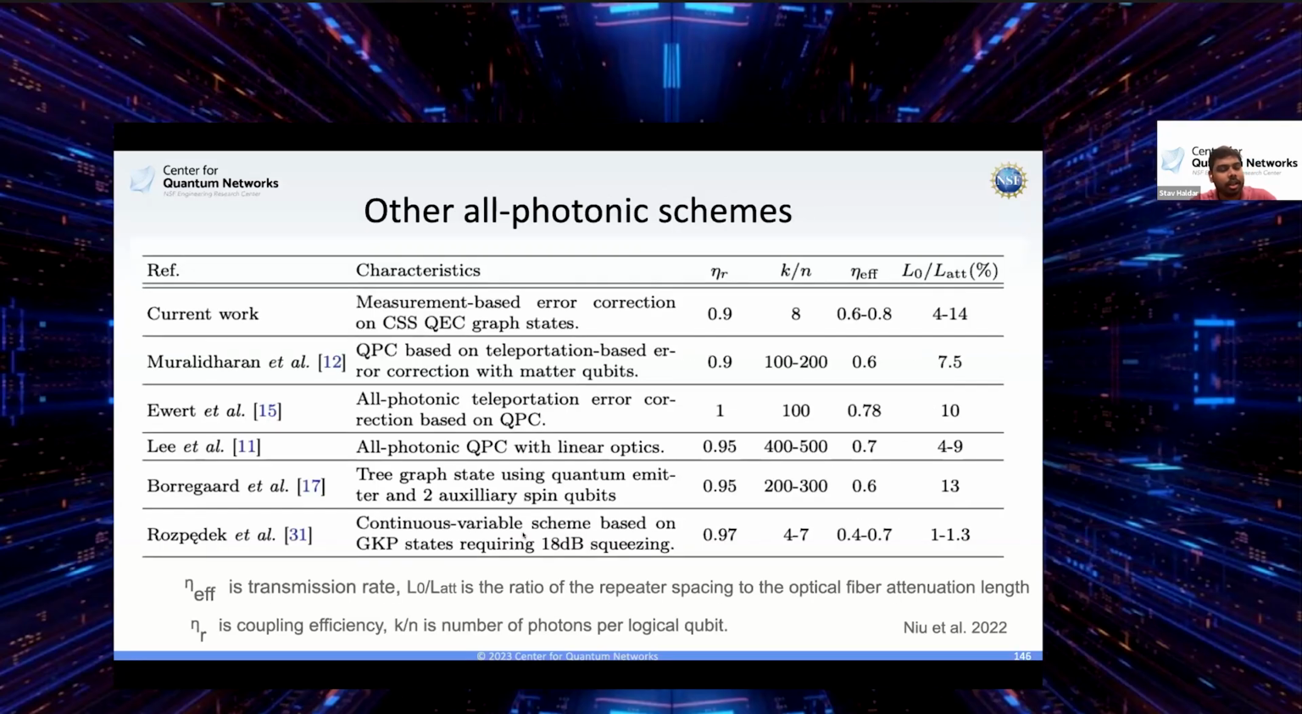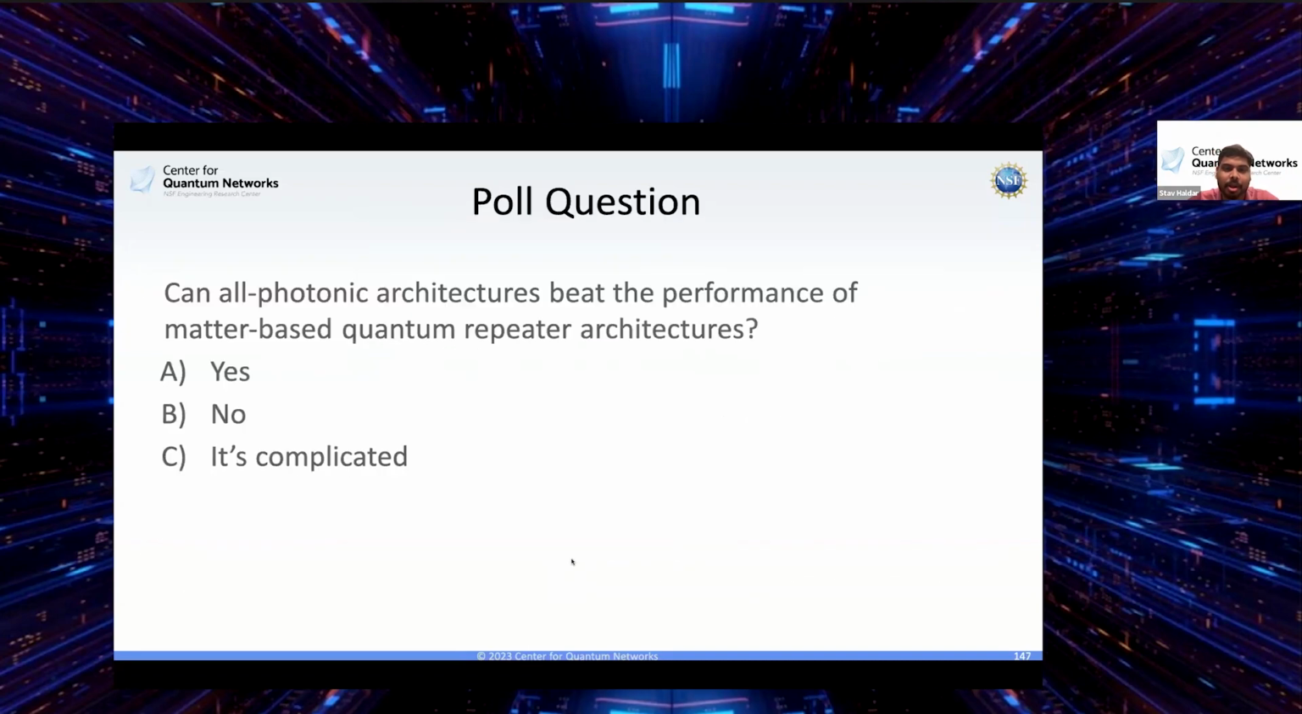All right. There are many, many other schemes. This is just to show that this is a rich field, and people have compared things to each other, and there's a lot of literature on that. Okay, so final poll question: can all-photonic architectures beat the performance of matter-based quantum repeater architectures?